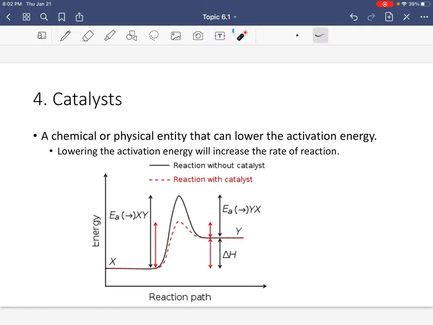So let's talk a little bit about biological catalysts in terms of what it is. There's a couple of models. One of them is called the induced fit model. And another one, the more popular one, is called the lock and key model. Okay, so we'll talk a little bit about that. So I have something called lactase. Okay, lactase is an enzyme that looks like this. Okay, and its job is to break lactose.